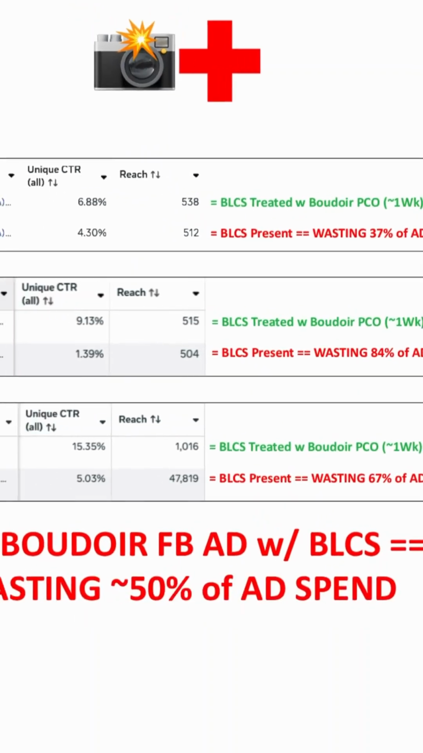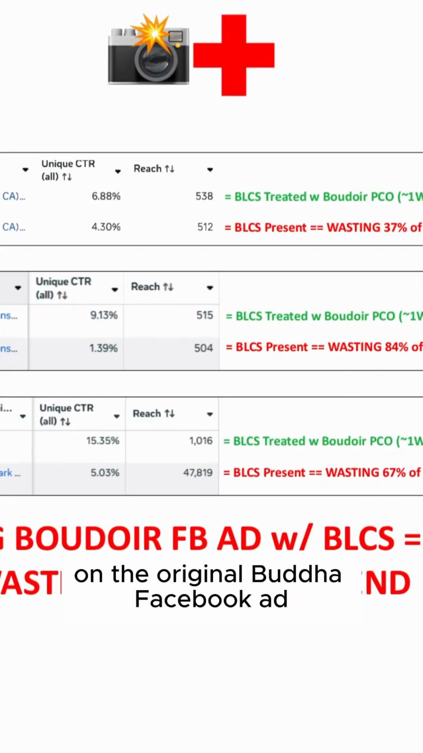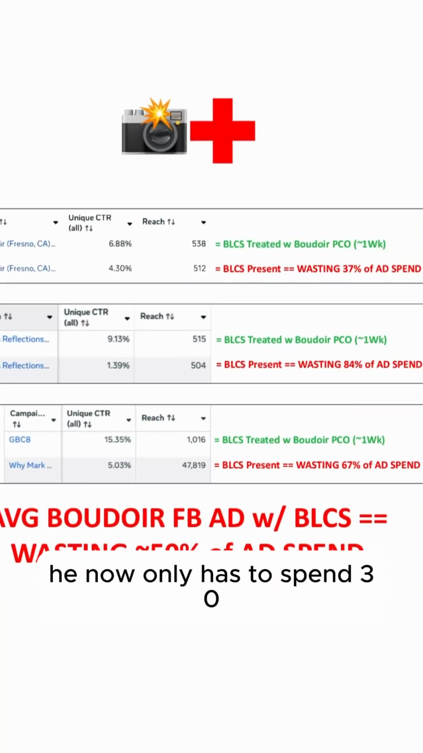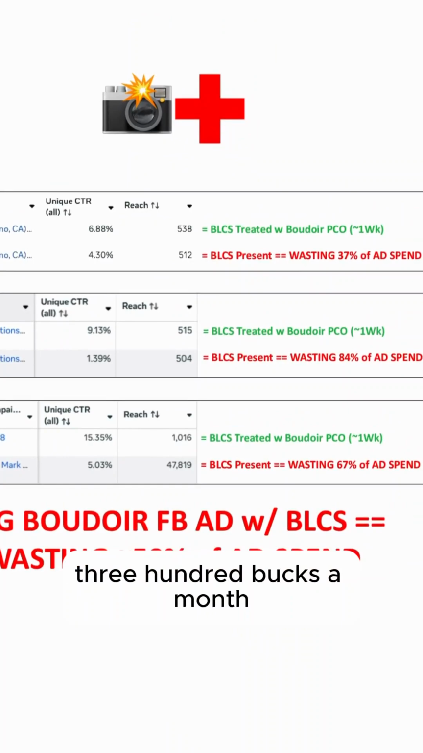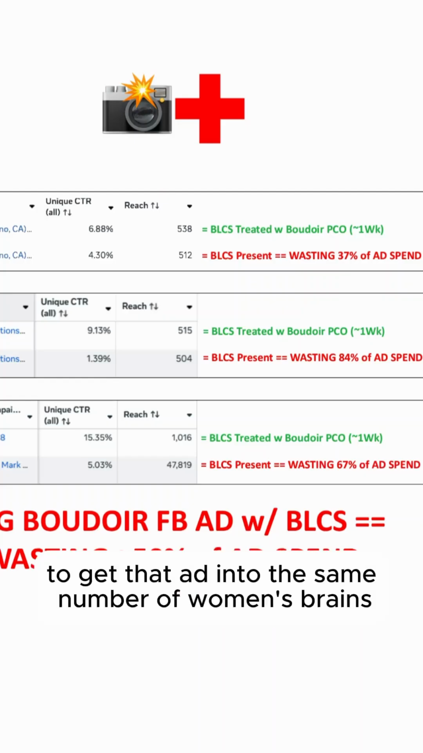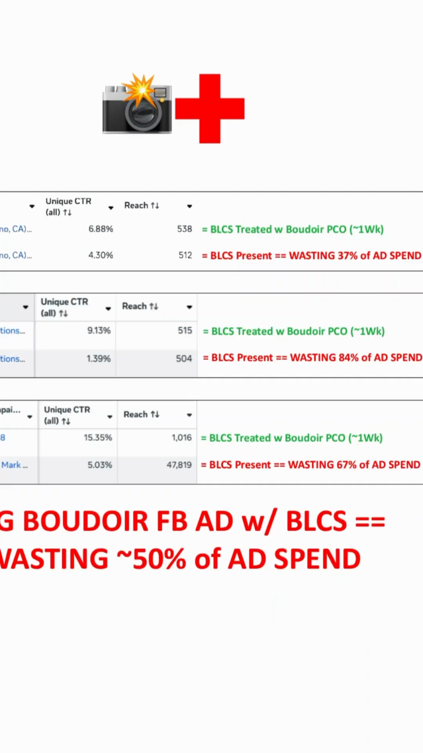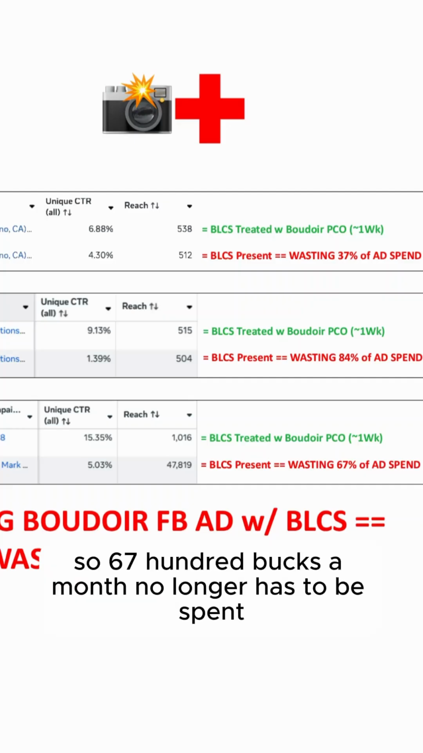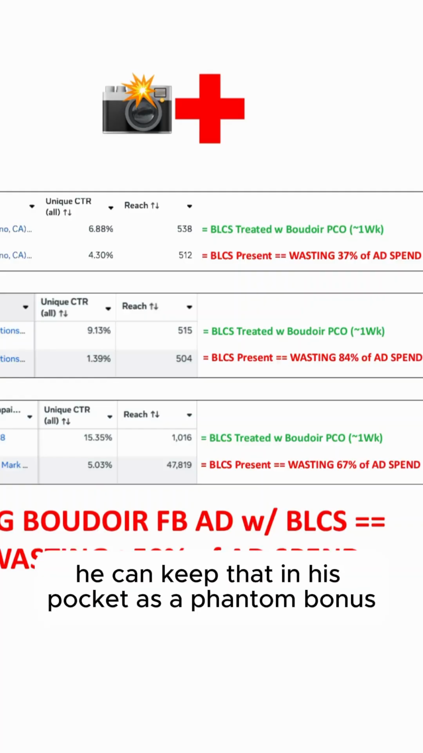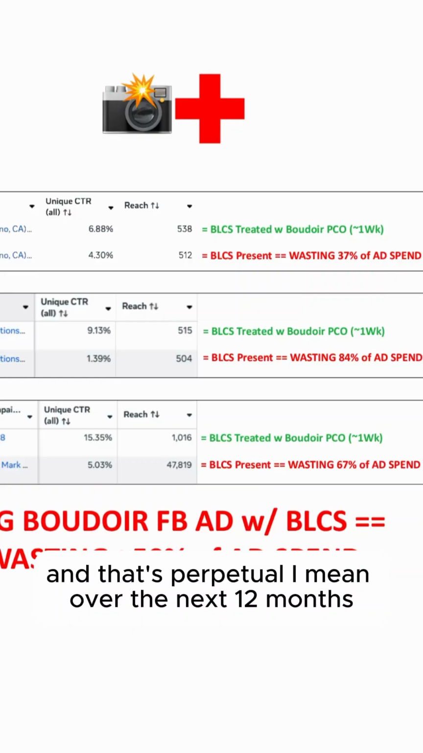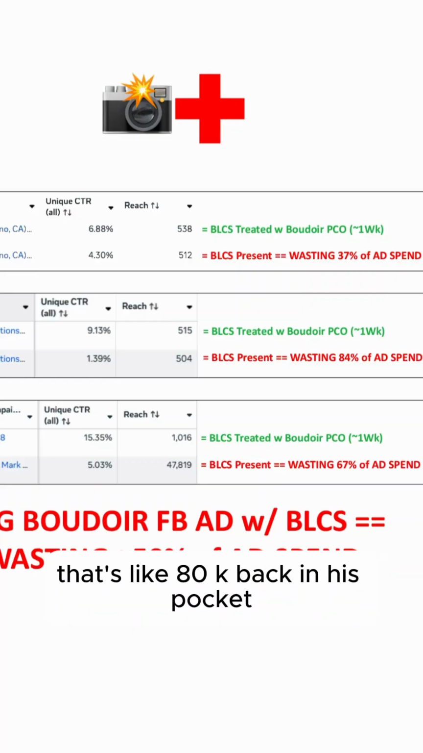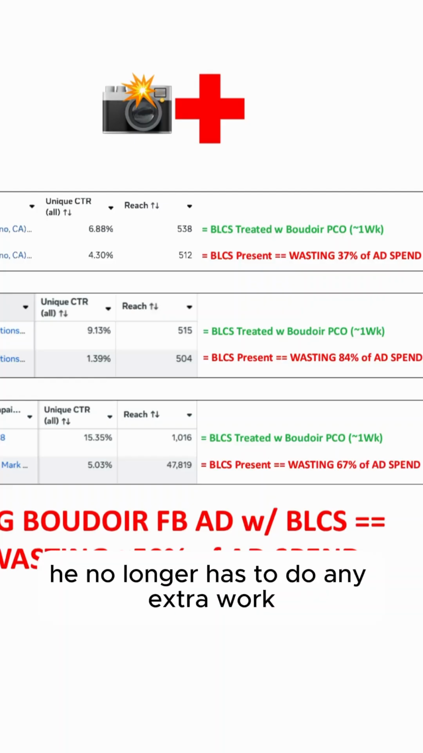So literally, if he spent 10 grand a month on the original Boudoir Facebook ad, he now only has to spend $3,300 a month with the Boudoir Pico treated ad to get that ad into the same number of women's brains in both scenarios. So $6,700 a month no longer has to be spent. He can keep that in his pocket as a phantom bonus, and that's perpetual. Over the next 12 months, that's like $80K back in his pocket, and he no longer has to do any extra work.